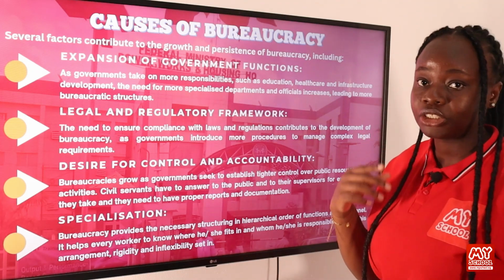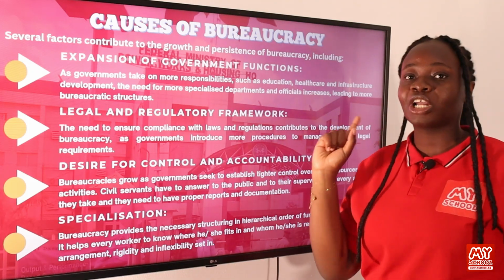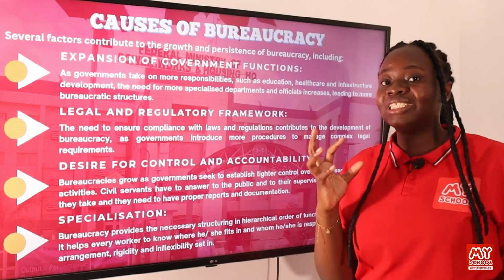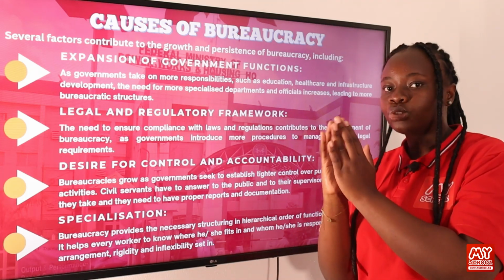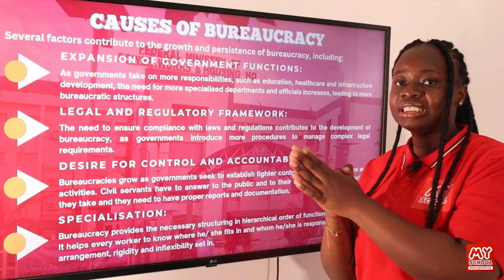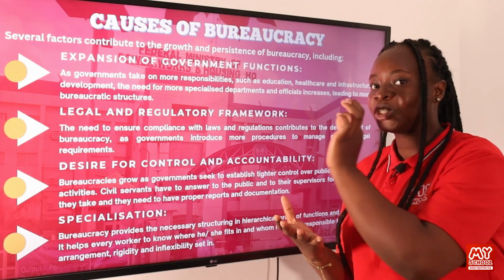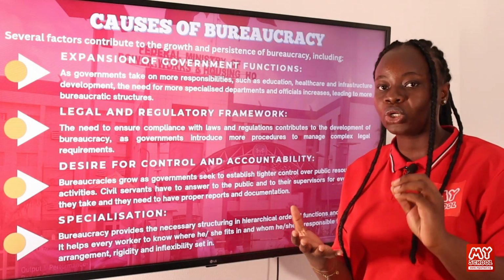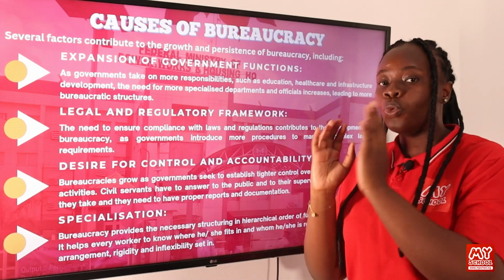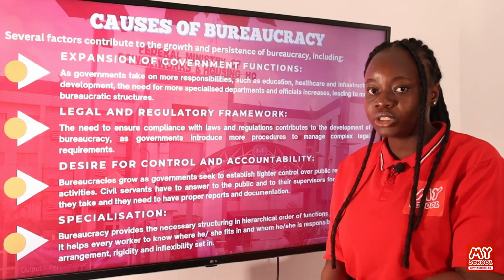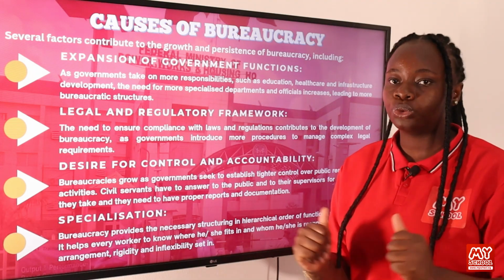Leading to more bureaucratic structures. So for each of these sectors of the economy, you need to implement policies that are tailored to each of these sectors, and you need a bureaucratic structure to do that. You need to be able to employ people who are specialized in each of these sectors to ensure that the policies implemented will favor the citizens according to their goals.